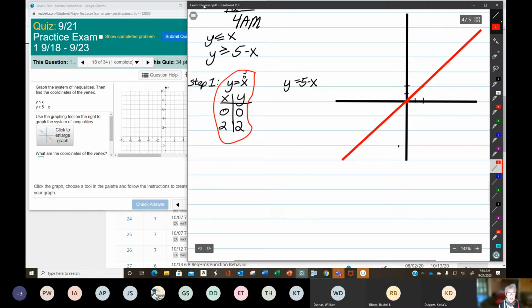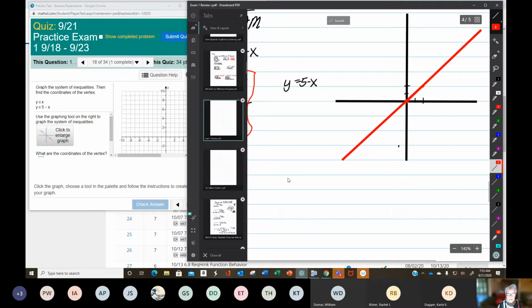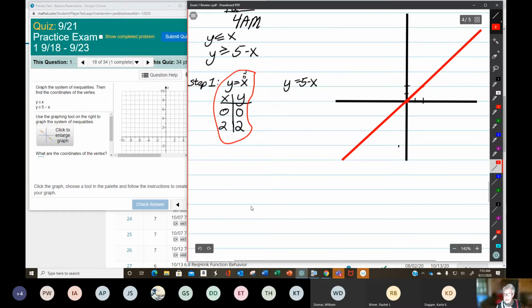Okay, now we find a test point. Oh, yeah, better to do it one at a time on your paper and then transfer it to MyMathLab. So step 2 is where we acknowledge that, well, come on, you know, this is not just the line, it's the inequality, which means you're going to shade one side or the other.